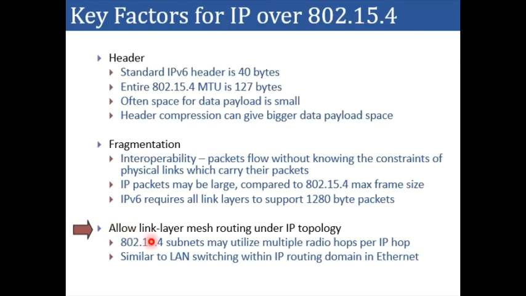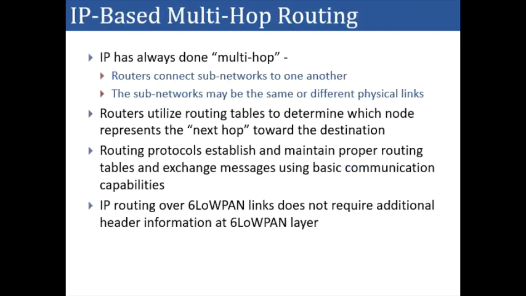Now, the third important component is routing. How will we utilize routing? We already know that IP already has multi-hop capability. That means routers connect the subnetworks to one another. The subnetworks may be of the same or different physical links. Here, routers utilize routing tables to determine which node represents the next hop towards the destination. Routing protocols stabilize and maintain proper routing tables and exchange messages using basic communication capabilities.